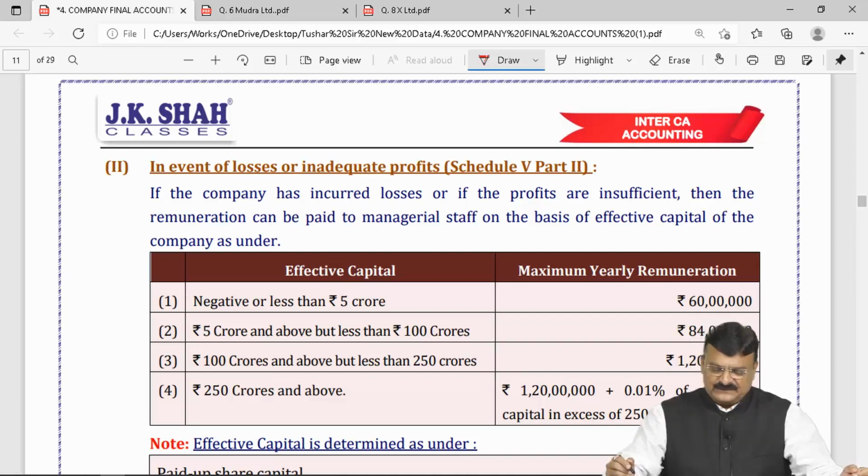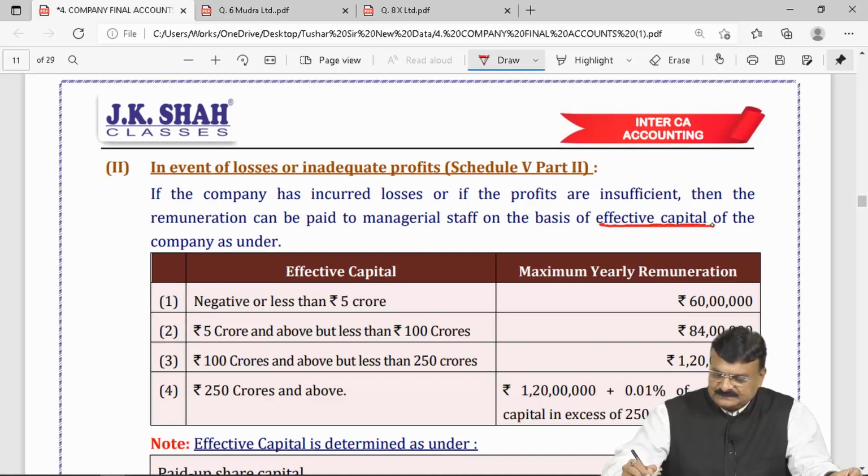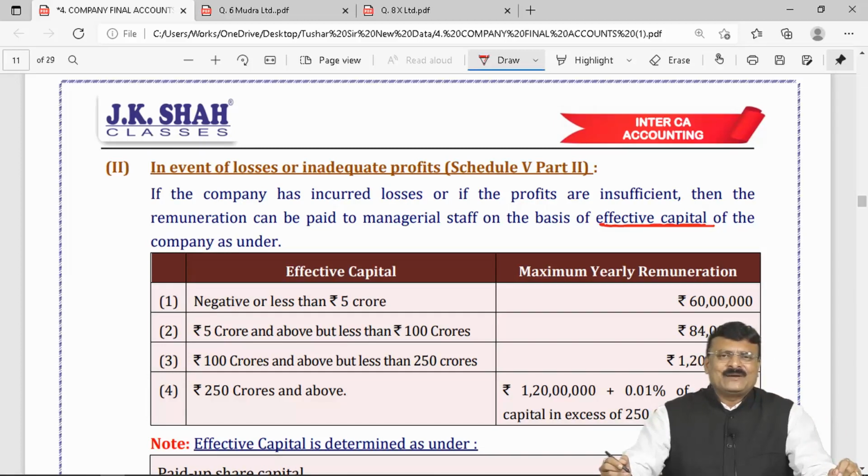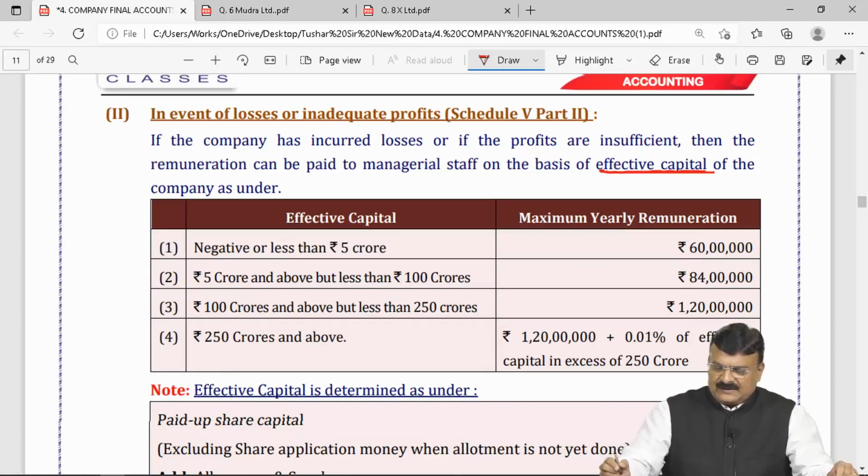Schedule 5 Part 2. If the company has incurred losses or if profits are insufficient, then remuneration can be paid to managerial staff on the basis of effective capital. When the company was making net profit, the base was net profit, Section 198. Now when the company is having losses, the base for classification is the effective capital of the company, as under: effective capital and maximum yearly remuneration.